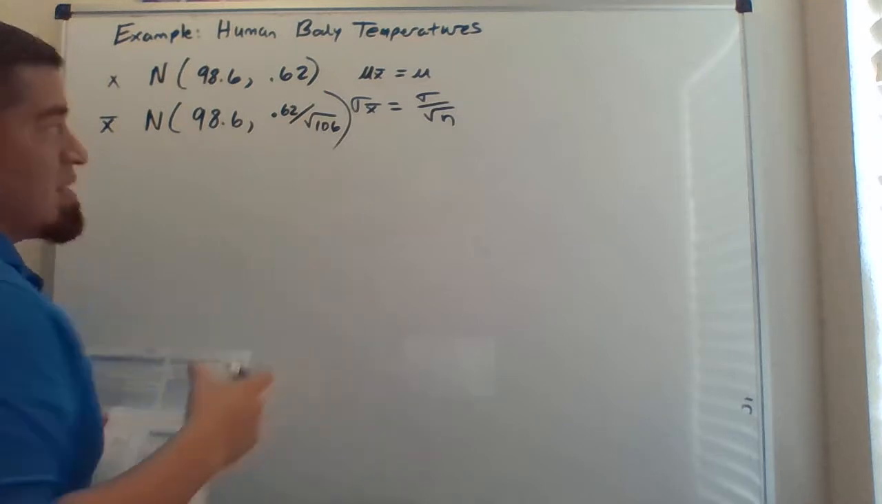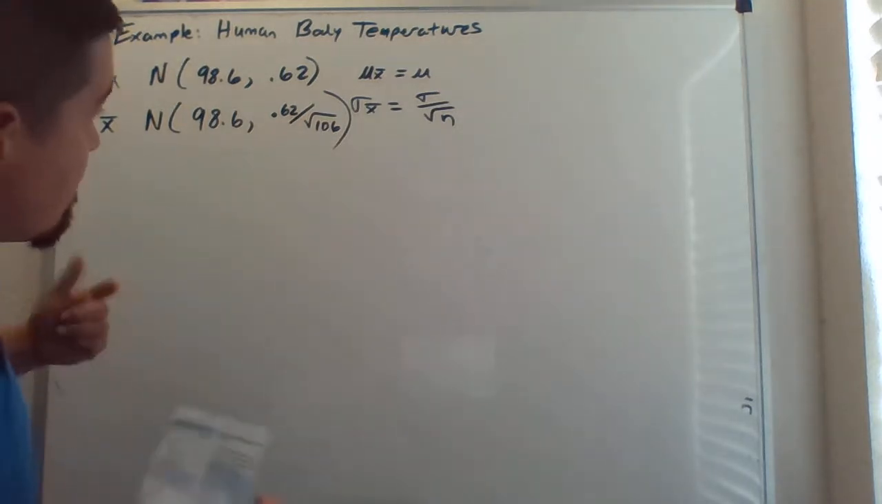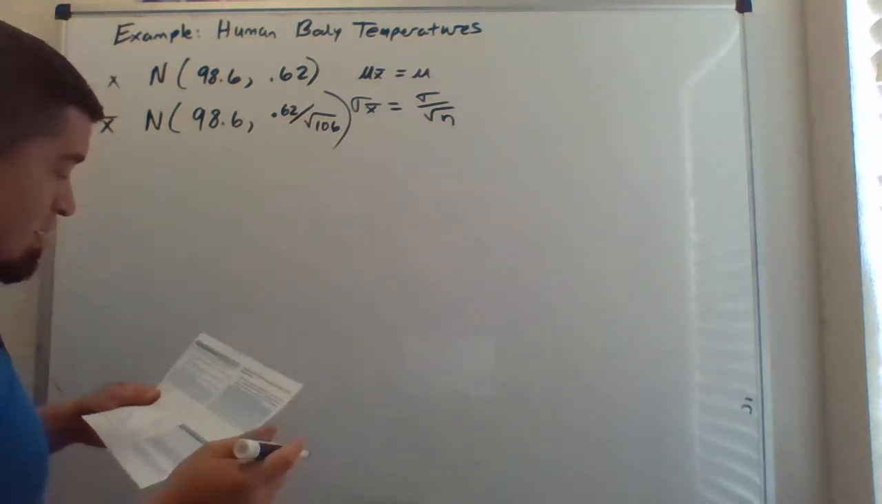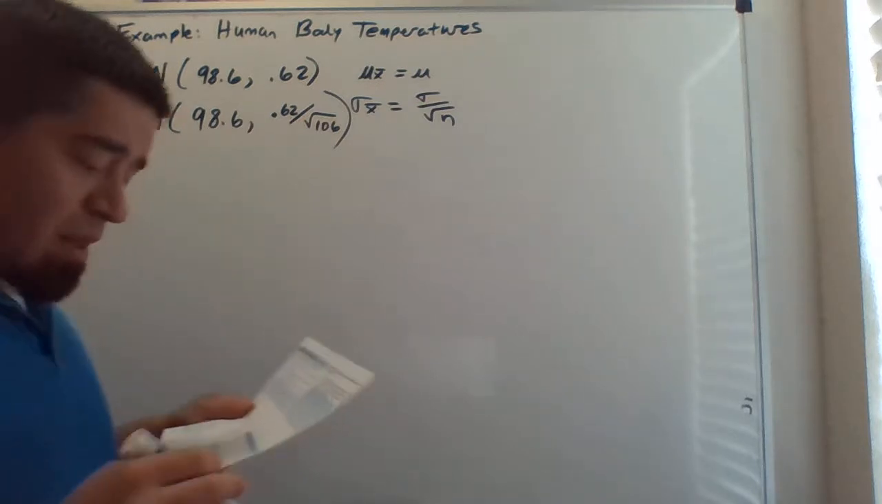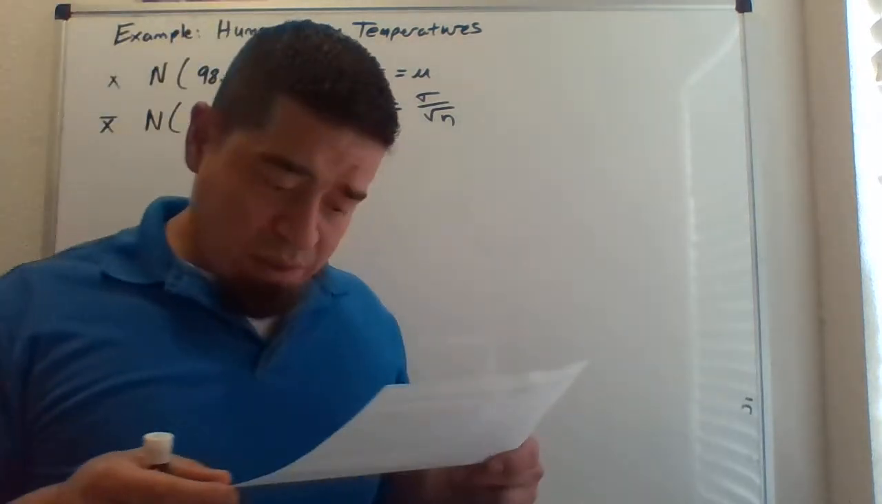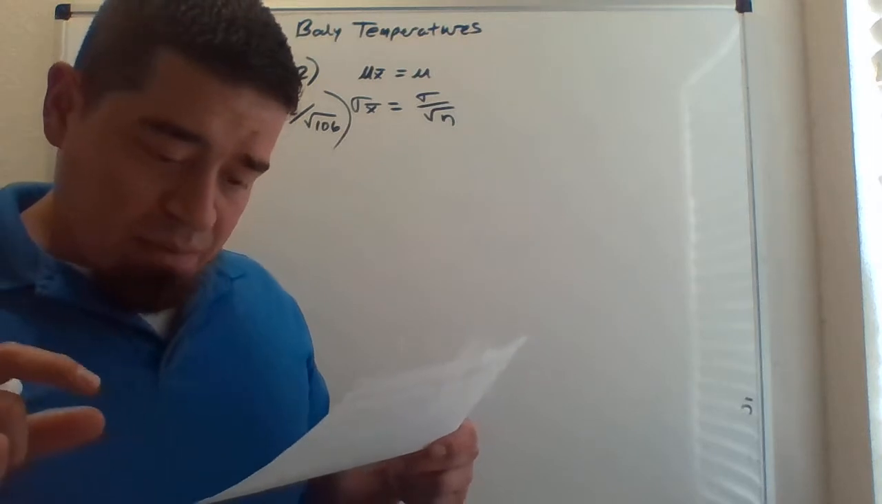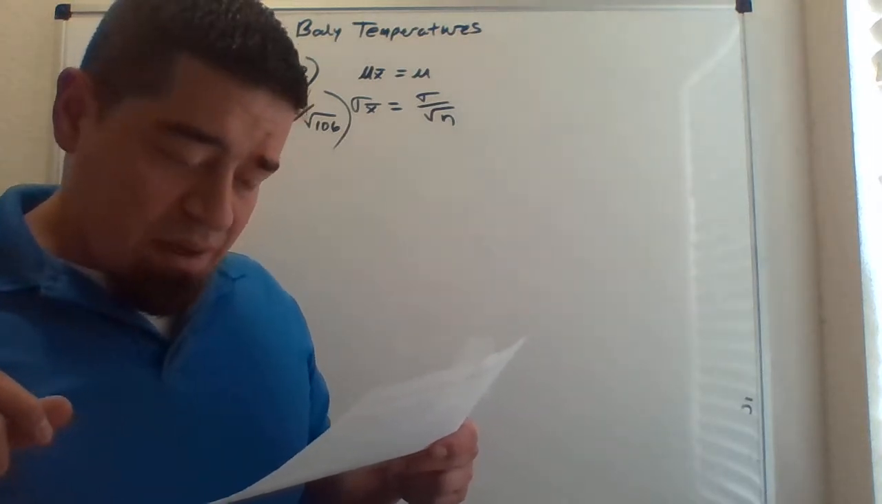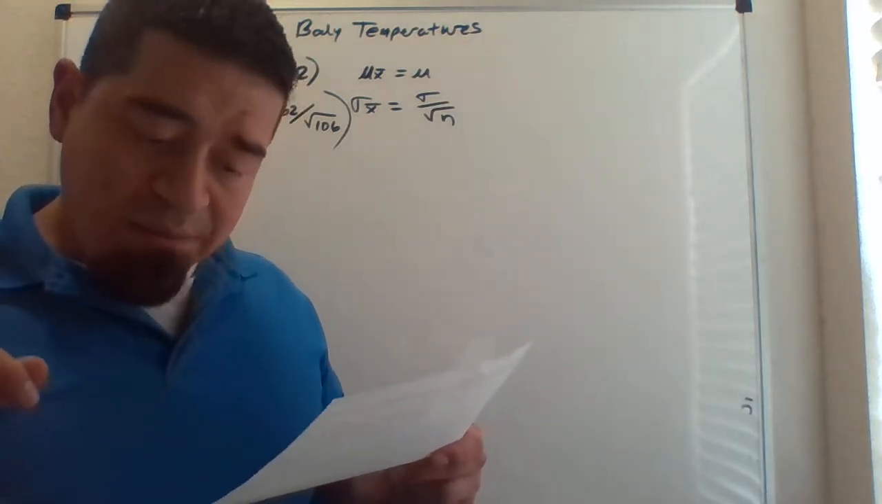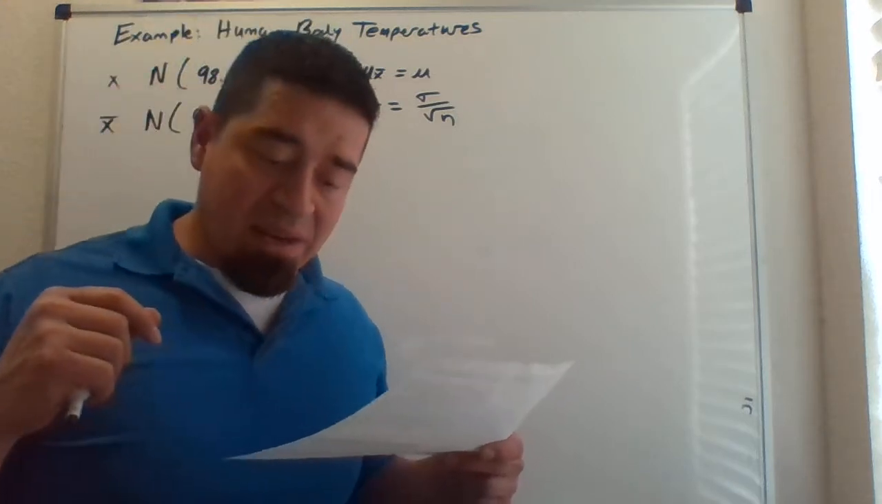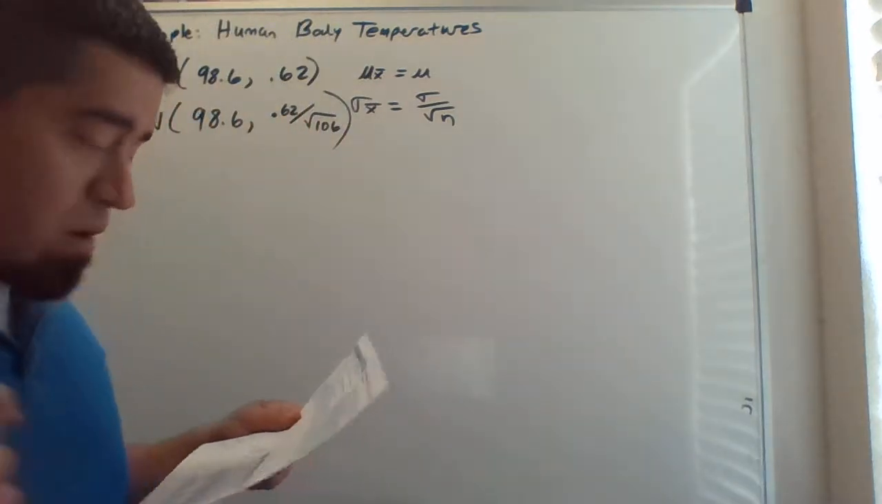Okay, and like I said, I usually don't even calculate that. We can, not really necessary. So from here, if I answer the first question, which is in the problem: if a sample size of n equals 106 is randomly selected, find the probability of getting a mean of 98.2 degrees or lower.